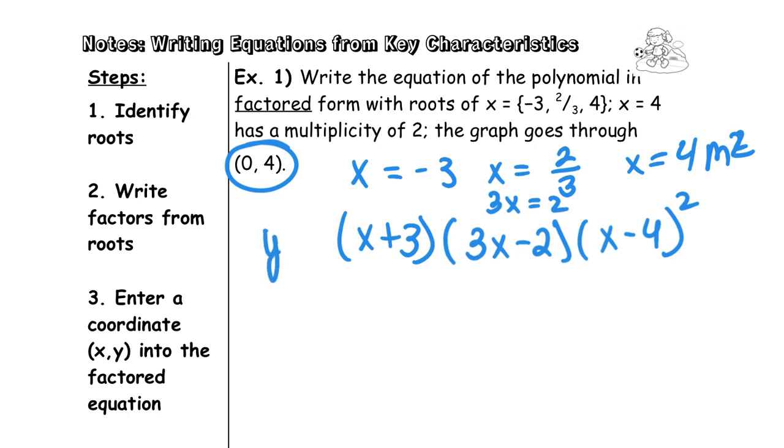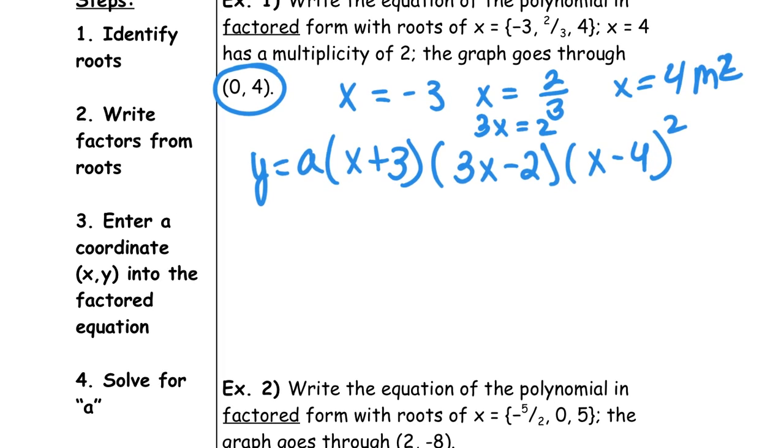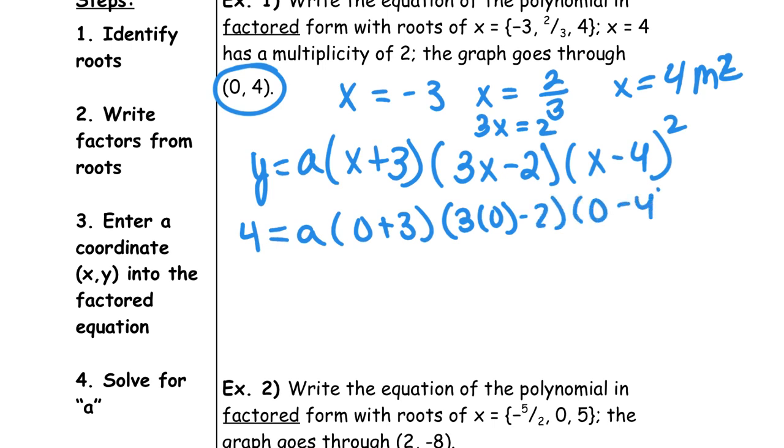Okay, now we have the point that it goes through. So we know that y equals, and there's some a value. So to find this out, we're going to plug in 4 for y, 0 for x. We introduced it a little bit, and I wanted to do it just a little bit more. So I plugged in 0 for all my x's, plugged in 4 for the y. Then we just go to simplifying.